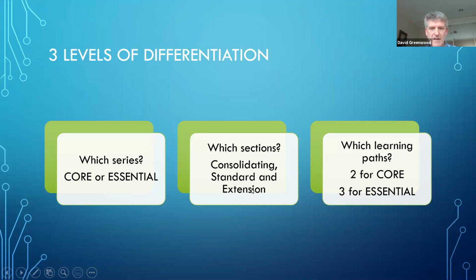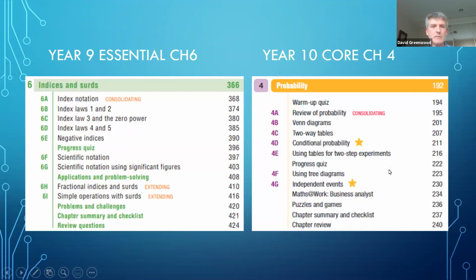So I'll move on to that in a little bit more detail and show you what I mean by the classification of these sections. The third level of differentiation would be the working program. So what learning paths are we going to use once we've decided which sections to use? And there are two work programs available in the Core series and three for the Essential. And in the most recent editions and for the Core coming up, these have been revamped so that we have a clearer distinction between the different pathways. So that's something I'd like to talk about today as well.